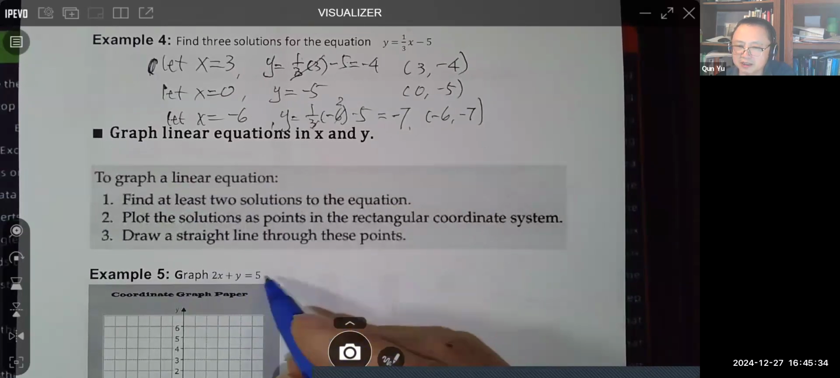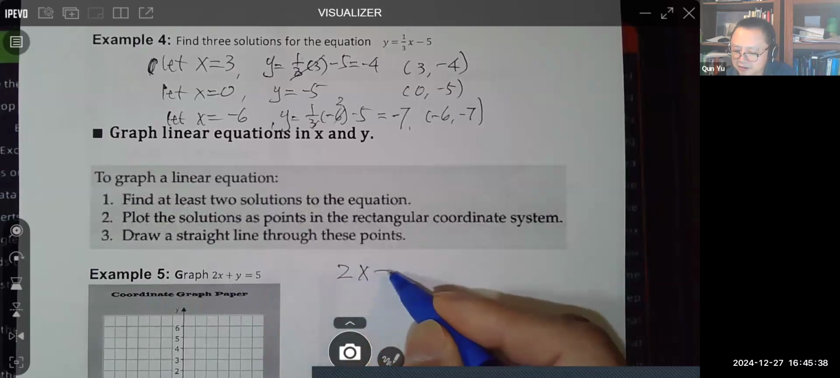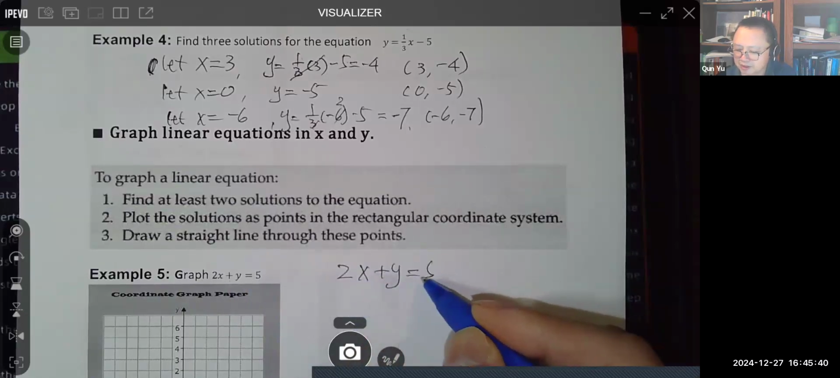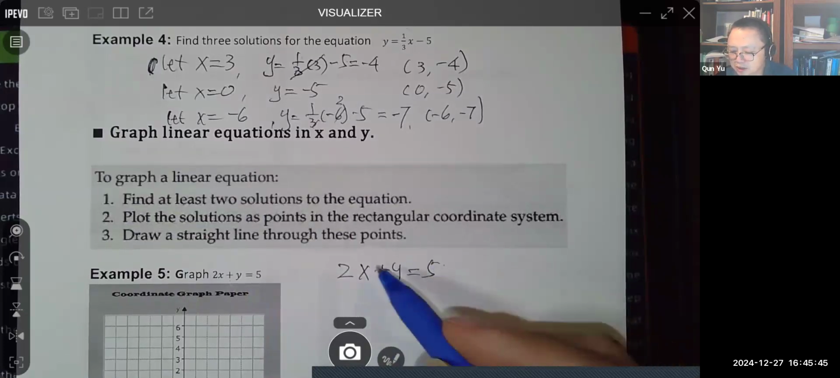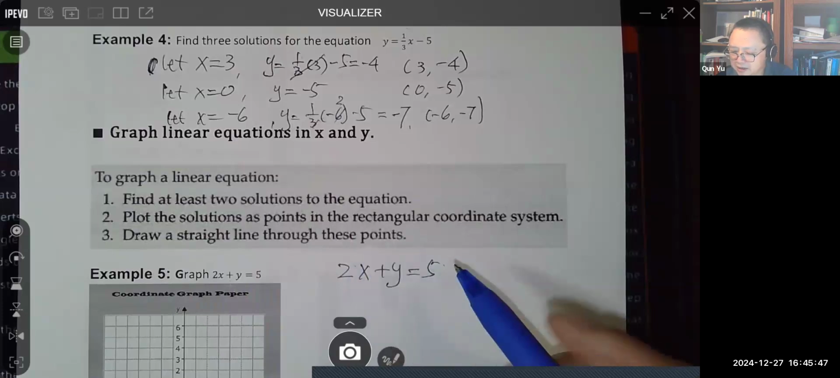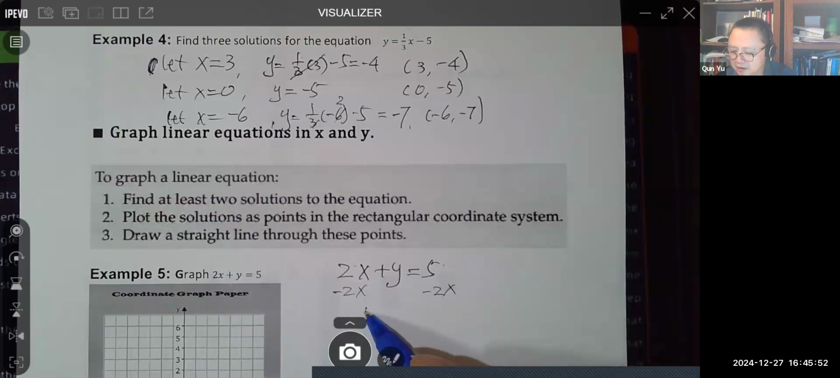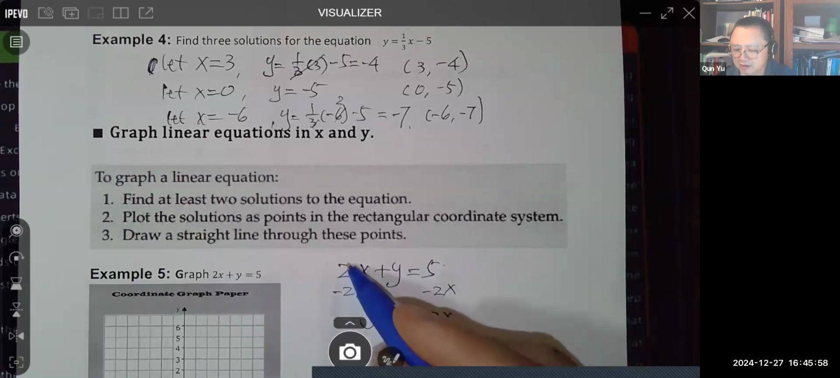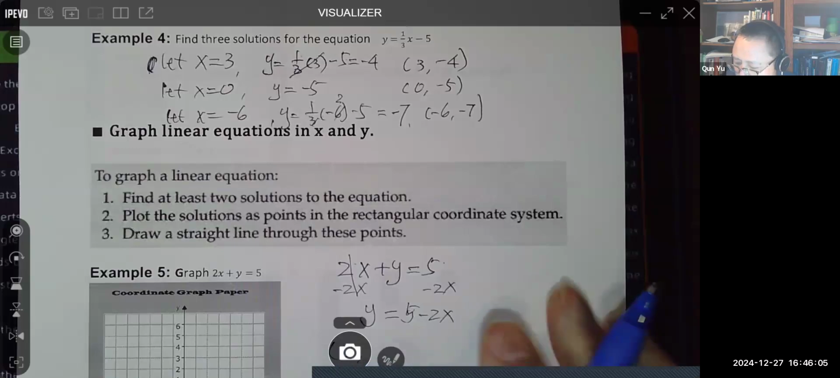We want to graph 2x plus y equals 5. First of all, I want to get 3 pairs. And we did this before, right? But this time I'm going to move this 2x to the other side, so like minus 2x, just for the ease of calculation. So y equals 5 minus 2x. Now I just plug in x value to calculate y value. So I let x be 0, y equals 5.